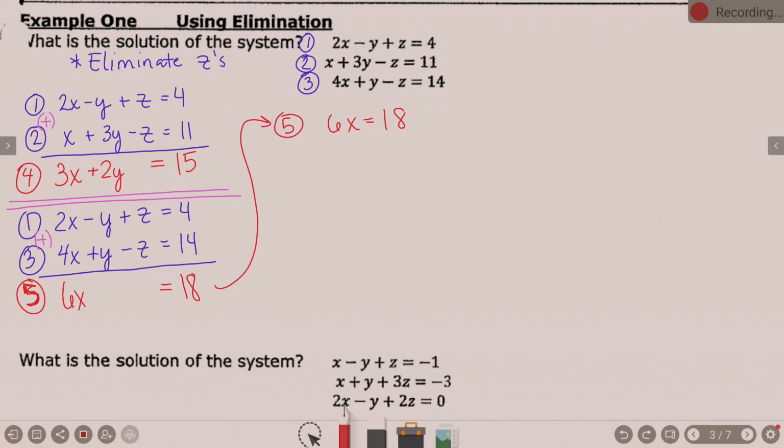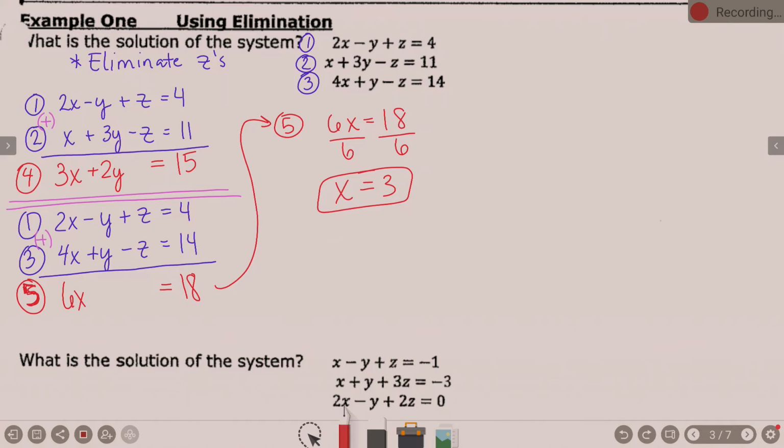Use what you already know. If 6x equals 18, what do we do? Divide by 6. X equals 3. Am I done? No. No. You found 1/3 of my answer, right? Because instead of just needing x and y, we need x, y, z.